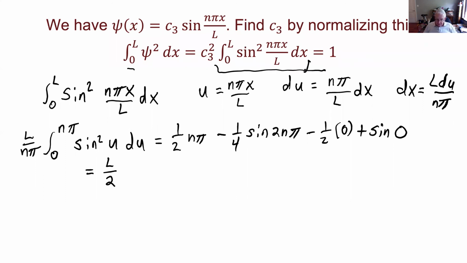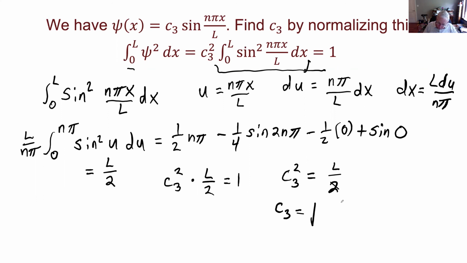What I need is C3 squared times that. So I need C3 squared times L over 2 to be equal to 1, which tells me that C3 squared has to be equal to 2 over L. And therefore C3 has to be equal to the square root of 2 over L. Okay, so that gets me my normalization constant for this.